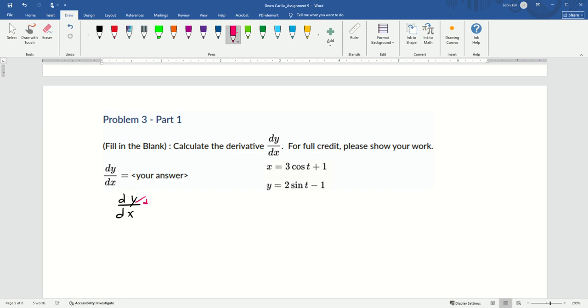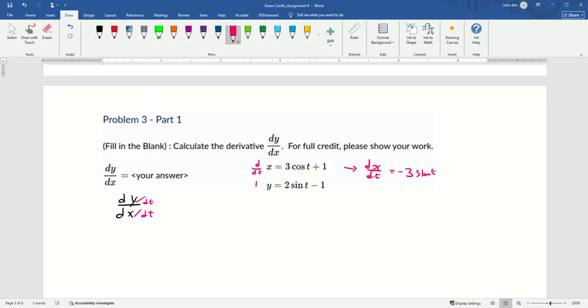So if you go d over dt right there, it's dy, the instantaneous change of y with respect to time, all divided by the instantaneous change of x over time. If you're given two parametric equations, you should take the derivative of each. On the left side, d over dt, you get dx/dt. The derivative of cosine is negative sine, so it's going to be negative 3 sine of t.